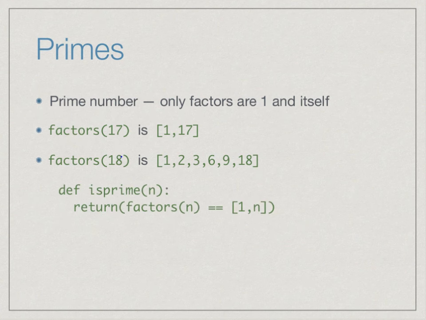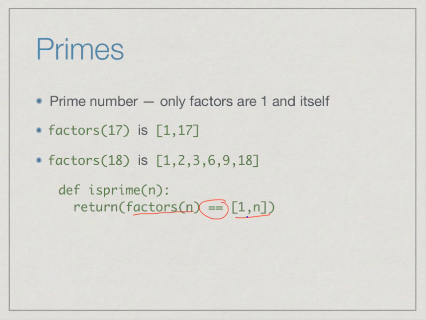So this allows us to write a very simple definition of prime based on factors, which we've already seen. A number is prime if the list of factors is exactly 1, n. So what we do is we invoke the function factors, check what it returns, and see if it is equal to the list 1, n.